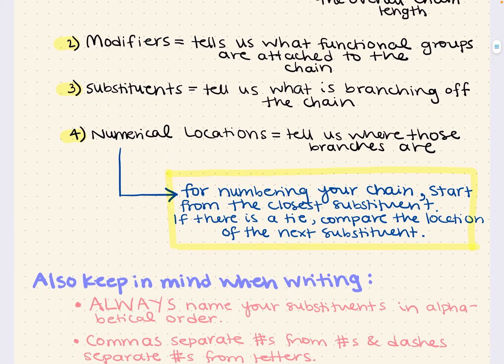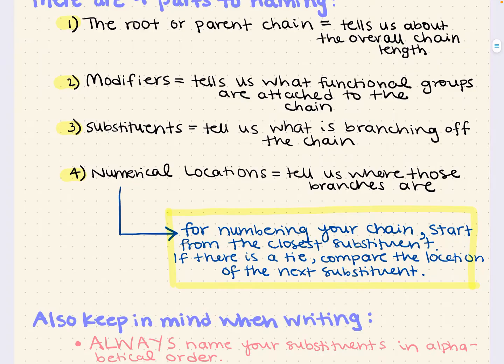All right, now, taking all these parts, you can construct the molecule name. So you need your parent chain. When we get to more complicated examples, you need to know what functional groups are present because those are your modifiers.